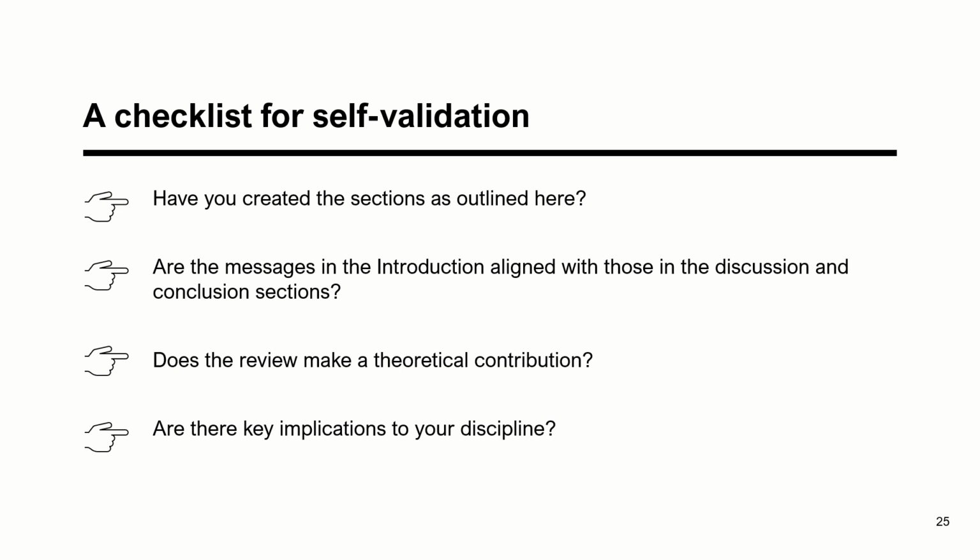All right, now a checklist for self-validation. Once you've organized the paper, it's very important that you go back and check if the sections have been created as outlined here. This is only guidance. It doesn't have to be a hard and fast rule in terms of how you organize, but this is just a suggestion in terms of how you could organize the review, and ensure that there is consistency in what you've spoken of in the introduction with what you've discussed in the discussion section and in the conclusion sections.